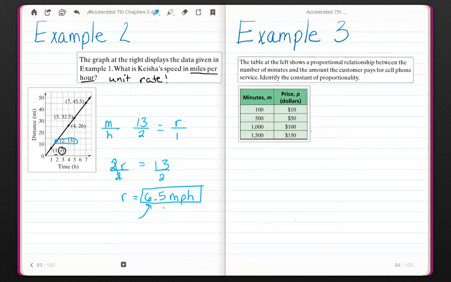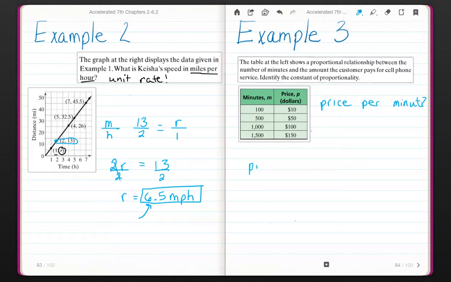All right, example 3. The table below shows a proportional relationship between the number of minutes and the amount the customer pays for cell phone service. Identify the constant of proportionality. So I want to know, what is the constant or the unit rate? Well, I want to know what is the price per minute. So I see here in my chart I have a number of minutes, 100 minutes, 500 minutes, 1,000 minutes, and so on. And the price a customer has to pay, $10, $50, $100.